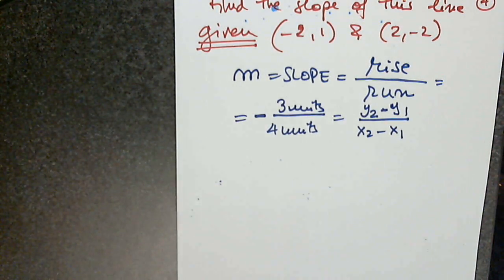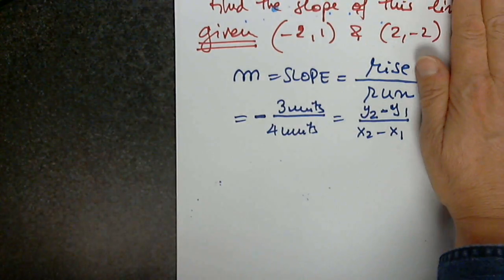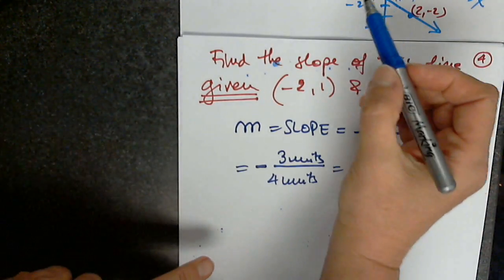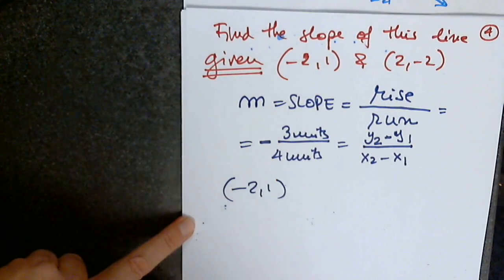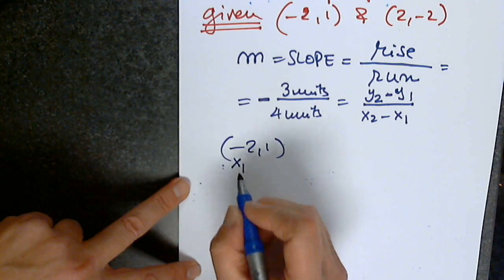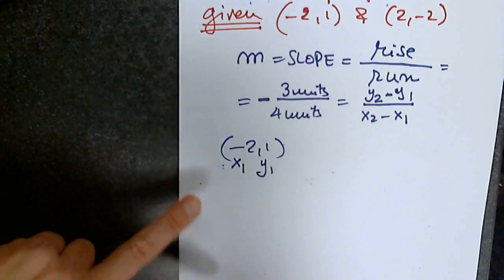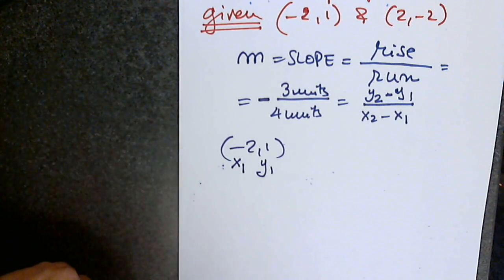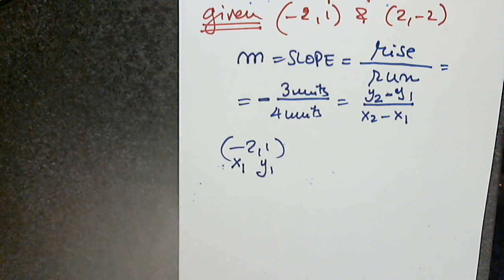And now you should ask me, okay, what is this x1? What is this x2? How do you come up with these numbers? Here's how I come up with these numbers. Point (-2, 1) for me represents point 1, which means its x coordinate will be called x sub 1, and its y coordinate will be called y sub 1. That is my point 1. Since it's point 1, I labeled its coordinates as x1, y1.